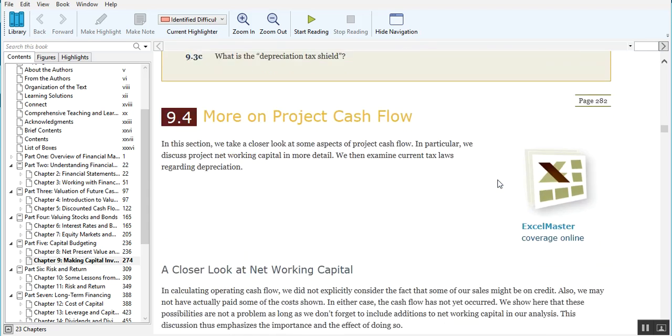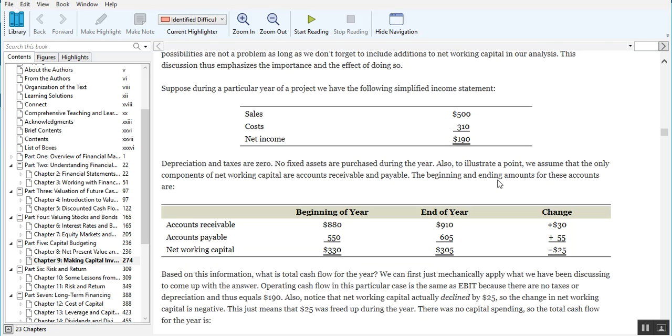So when we talk about cash flow, we are using net working capital to fund the project. And here they're showing another project. We have a very simple income statement, very simple balance sheet. We only have two items on the balance sheet. Assets are accounts receivable, liabilities are accounts payable. And you see both of them increasing over the course of the year. The assets, accounts receivable, increased by 30, and then the accounts payable increased by 55. The difference between the two is the net working capital, which is a reduction of $25.